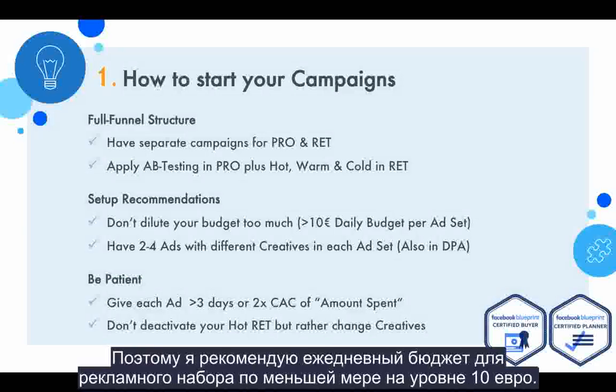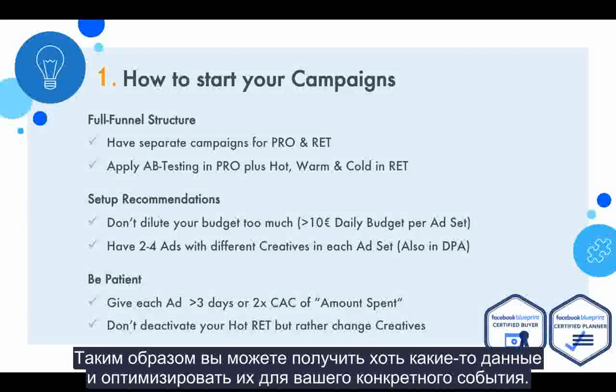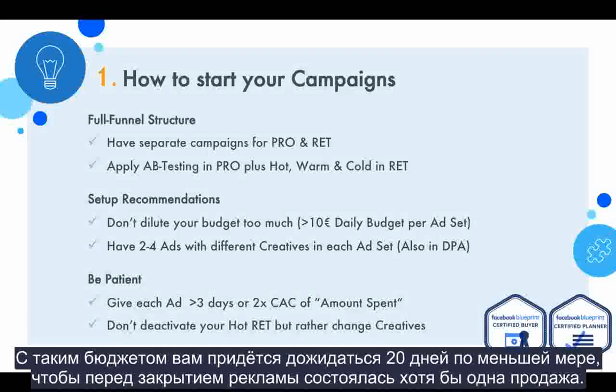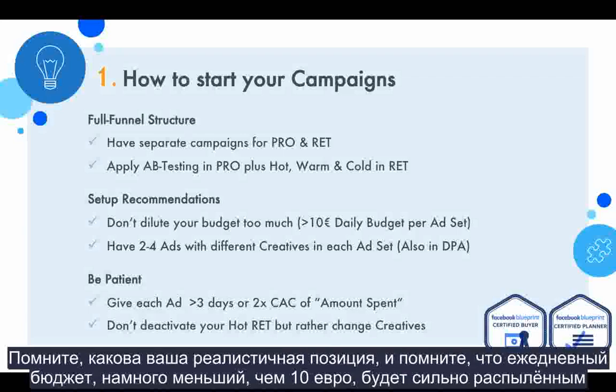Therefore I recommend to have at least €10 daily budget per ad set, and this way you can give the algorithm at least some data in order to optimize for the specific event that you're going for. But just imagine that you're selling watches for €100 and you're giving it €5 daily budget. Okay, so even though you would be break even with a cost per acquisition of €100, if you only give it €5 per day, this would actually take 20 days to give you one sale for being even break even, you know. So that's not gonna happen.